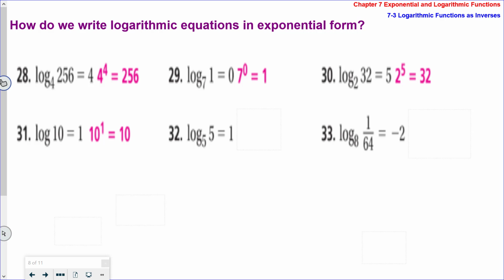5 to the first equals 5. And go ahead, we might as well finish it off. Angelina. 8 to the negative second power equals 1 over 64. So those are logarithmic functions. A log is an exponent. A log is an exponent. Whenever you find a log, you are finding the exponent that you raise the base to get the answer.